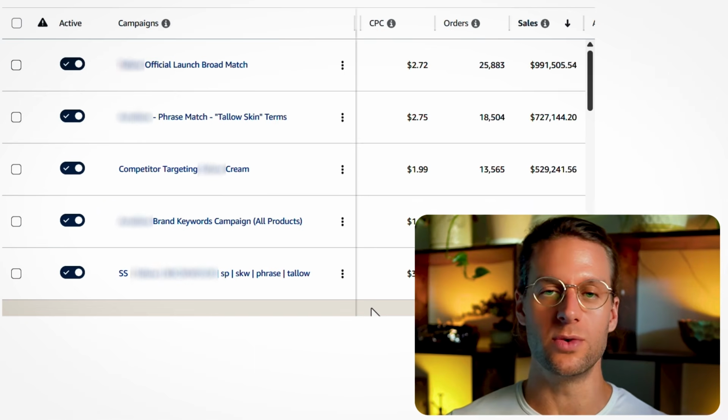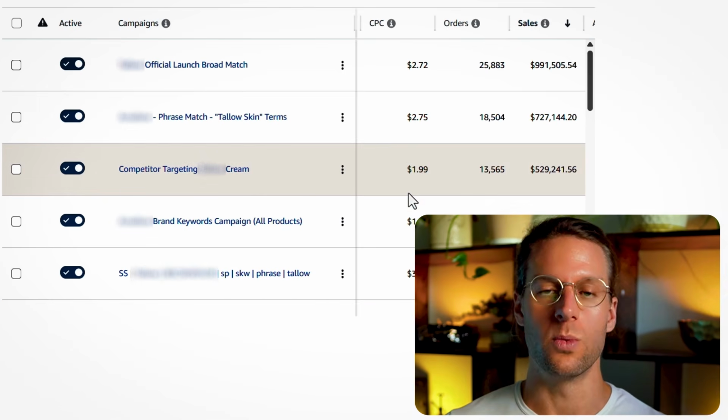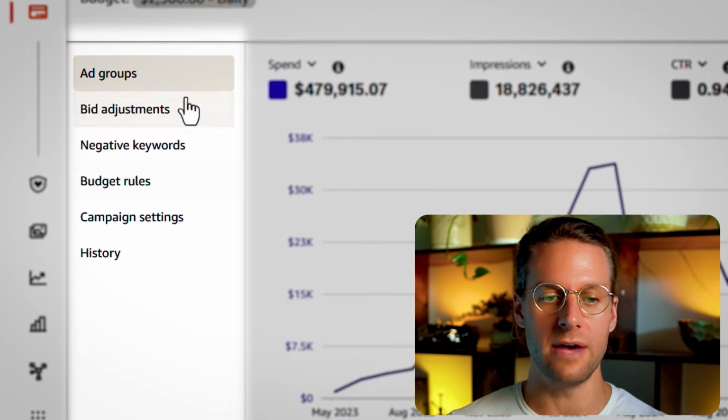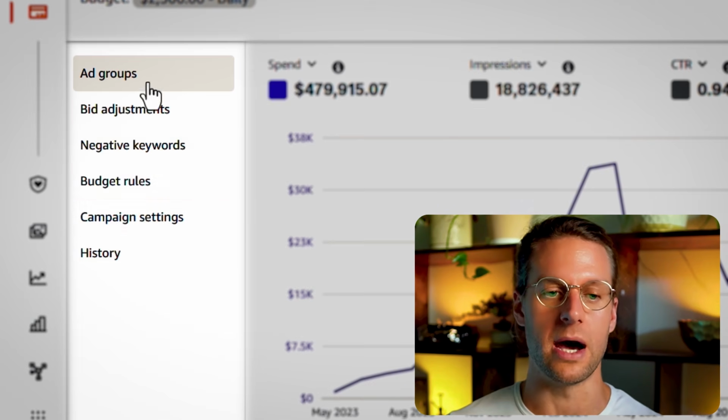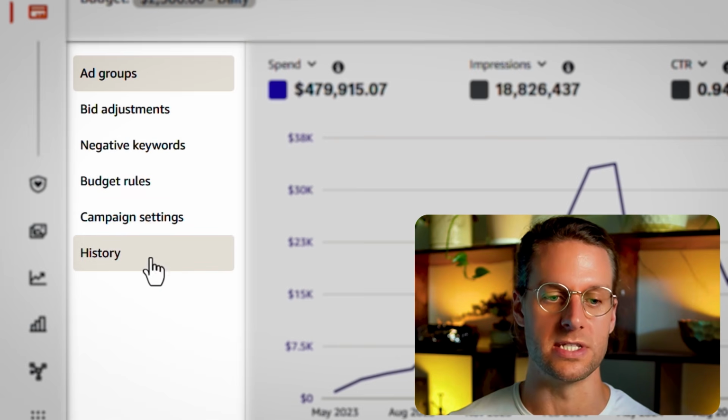Now these campaigns fit into a few different categories, right? There's auto campaigns, product targeting campaigns, keyword targeted campaigns, and I'm going to go through how to optimize each one. So what does it mean to optimize a campaign? Well, if I click into one of these campaigns, here on the left-hand side, I'm going to see a number of different tabs related to the campaign that allow me to optimize the campaign. You see bid adjustments, negative keywords, budget rules, campaign settings, and history.